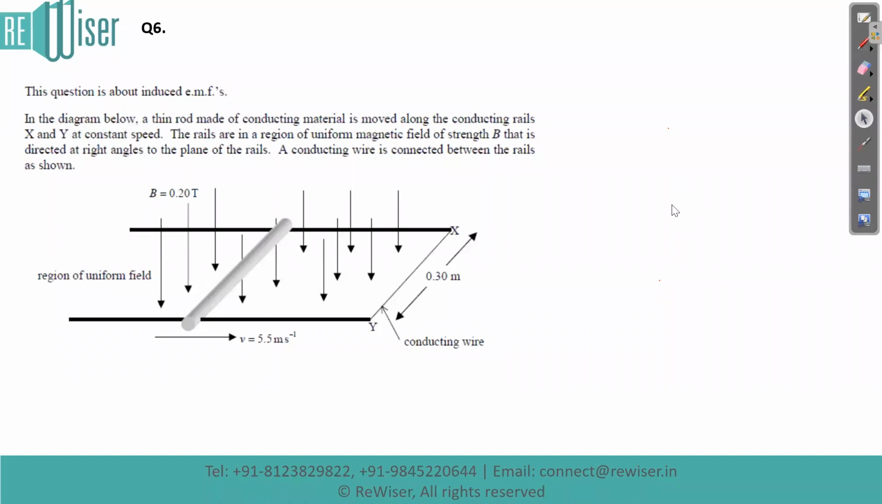Question 6. This question is about induced EMFs. In the diagram below, a thin rod made of conducting material is moved along conducting rails. As you can see, these are two rails. A conducting wire is moved along the rails at a constant speed. The speed is given as 5.5 meters per second. The rails are in a region of uniform magnetic field of strength B that is directed at right angles to the plane of the rails. A conducting wire is connected between the rails as shown.